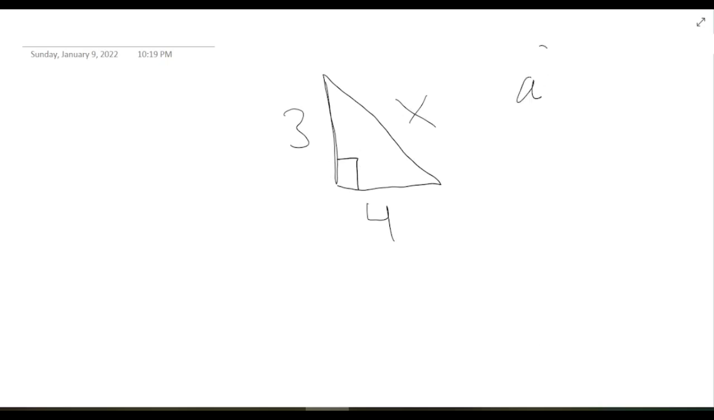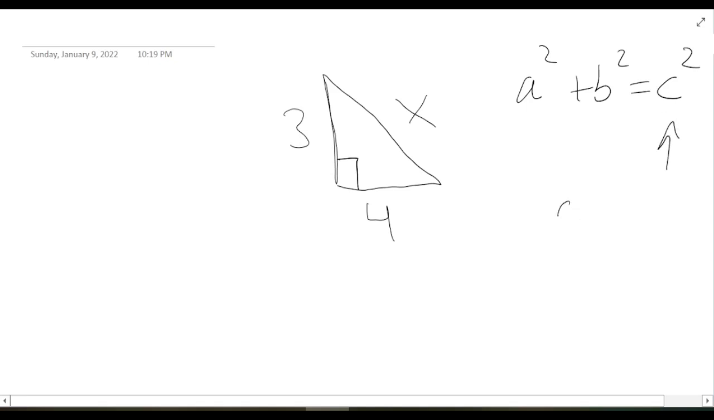That's a squared plus b squared equals c squared, right? And we want to remember that c squared, this c, is equal to the hypotenuse. And remember that the hypotenuse is the longest side. So in this case, it'll be this line right here, x. So this is the hypotenuse. X is going to be the hypotenuse. So we're going to be solving for this side.